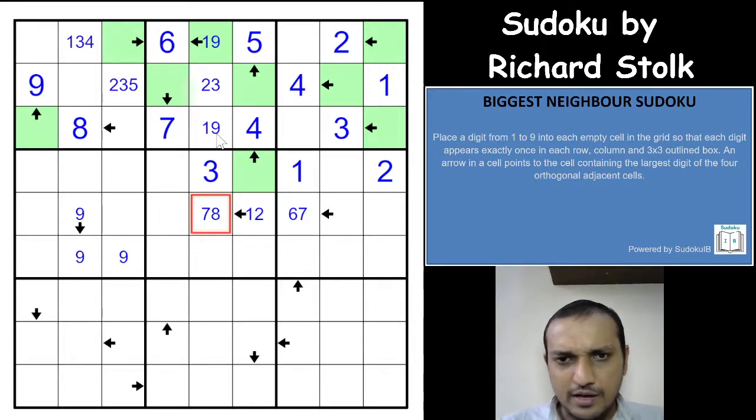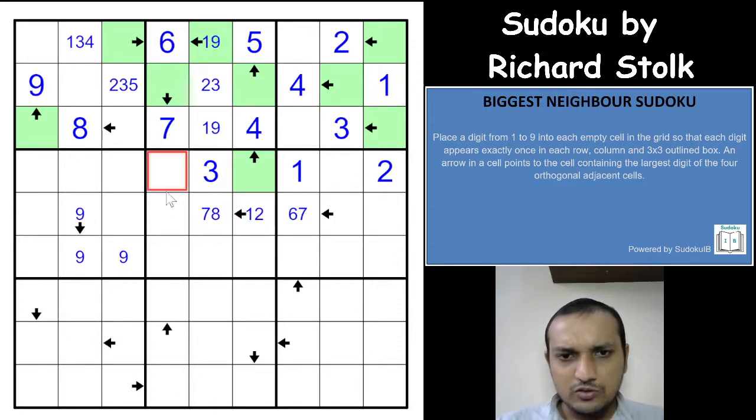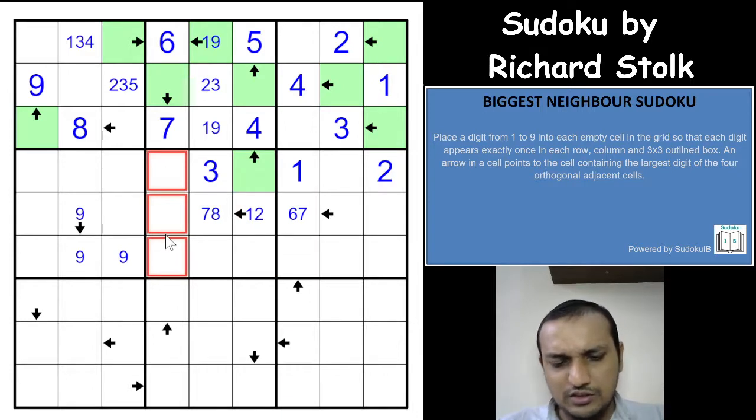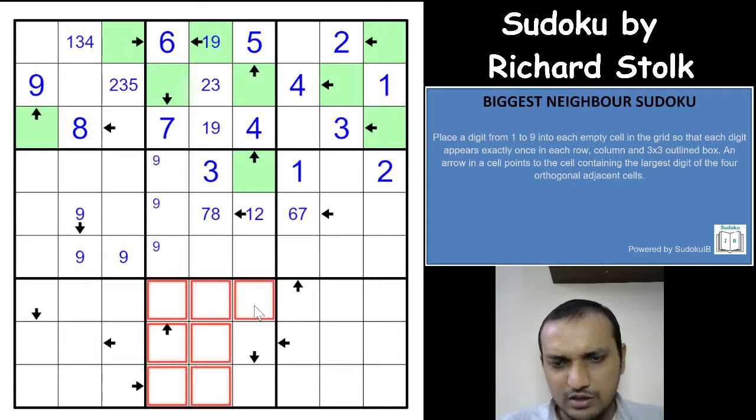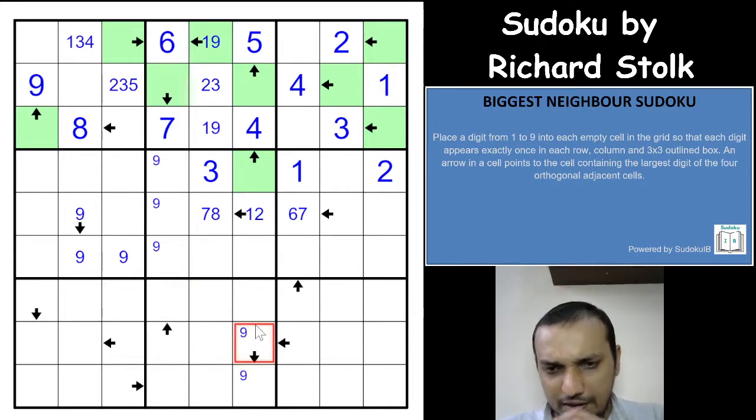Okay, 9 cannot be in any of these cells. 9 cannot be here, 9 cannot be here, 9 cannot be here. So 9 would have to be in one of these 3 cells, which means 9 cannot be here, cannot be here, cannot be here, can be in any of these 2 cells, right? So I use the corner pencil marks here for 9.